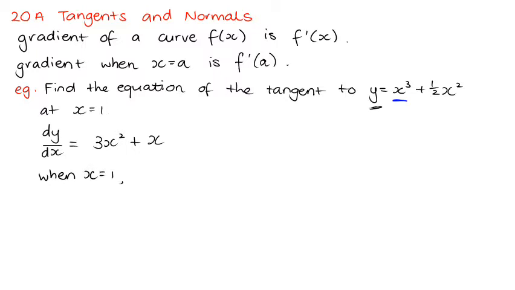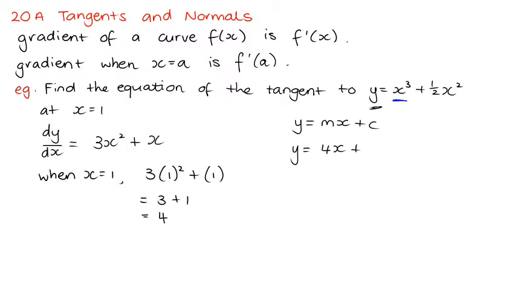So when x equals 1, we get 3 times 1 squared plus 1. 1 squared is 1, obviously, so you get 3 plus 1, it equals 4. So that's the gradient of the tangent line. Now we have y equals mx plus c, right? Because our tangent is a straight line. What did we just figure out? We figured out m, the gradient. So we can put that in there.